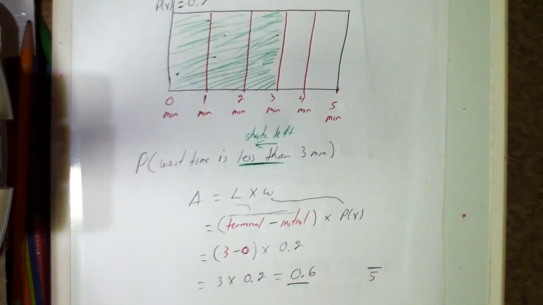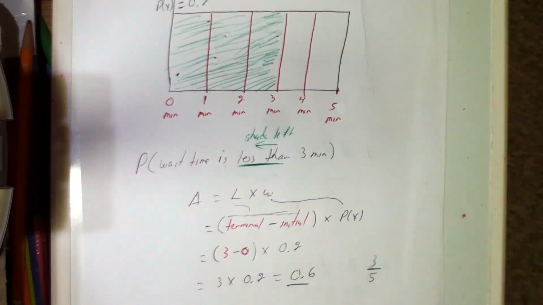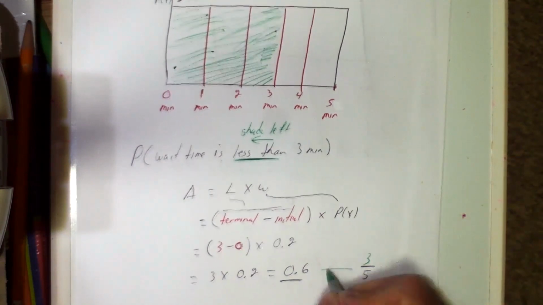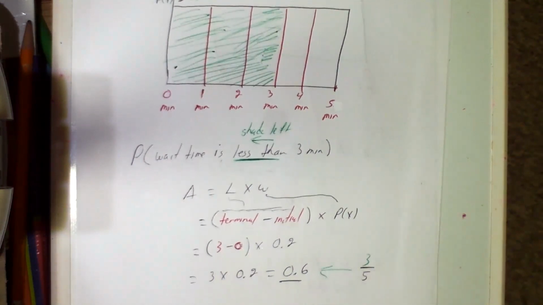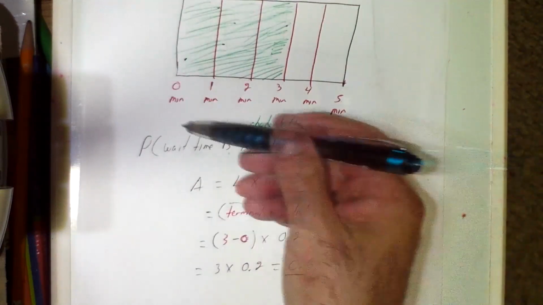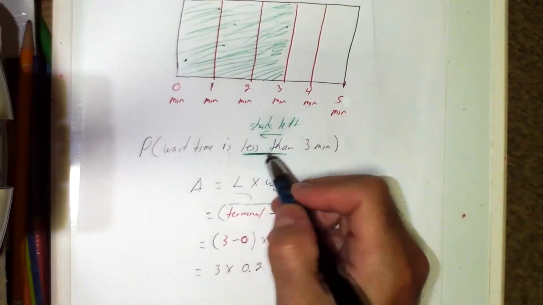And how many are shaded? There are 3. If I divide 3 by 5, guess what you get? You get 0.6. Interesting. So less than, shade left. Okay, you gotta remember that. Less than means shade left.